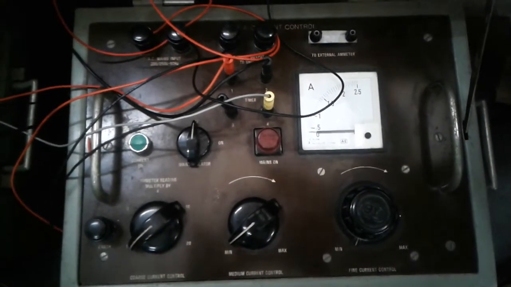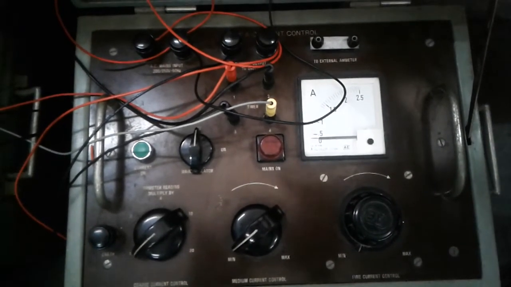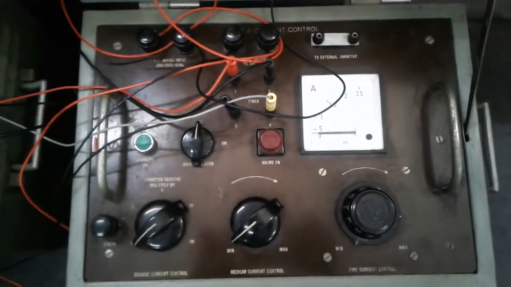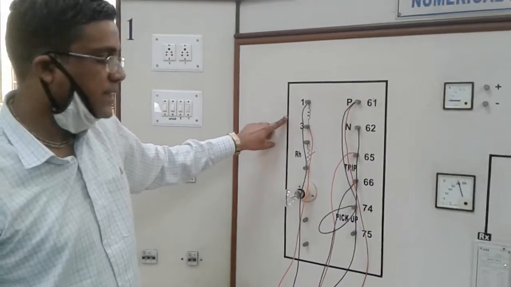Okay, so now first of all we'll understand, in order to obtain the characteristics of this overcurrent relay on a particular fault current, how much time will be taken by this relay. So we have to inject a certain amount of current through the relay coil. So you can see over here, this is the relay coil.